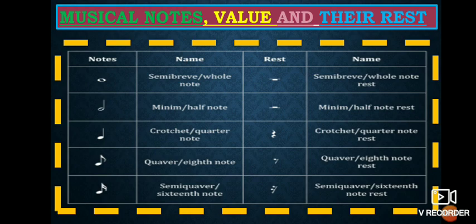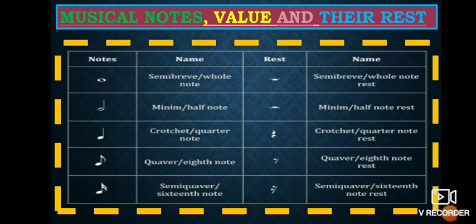Musical notes, that is the name. Value, that is the counts, and rest. The first one, you can see it is circle round. It looks like an egg. The name is semibreve, which Americans call the whole note.